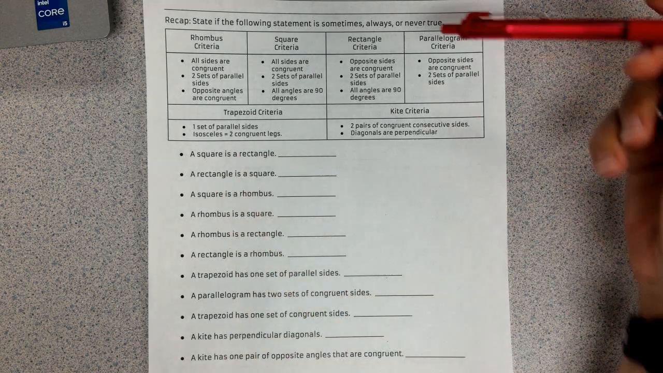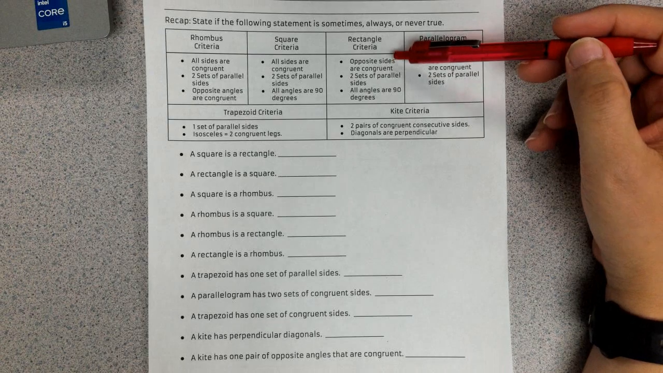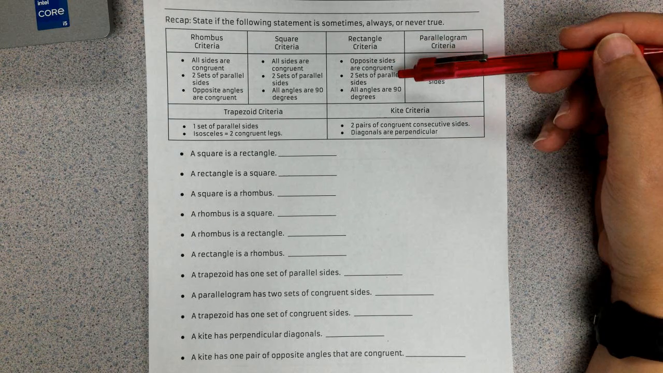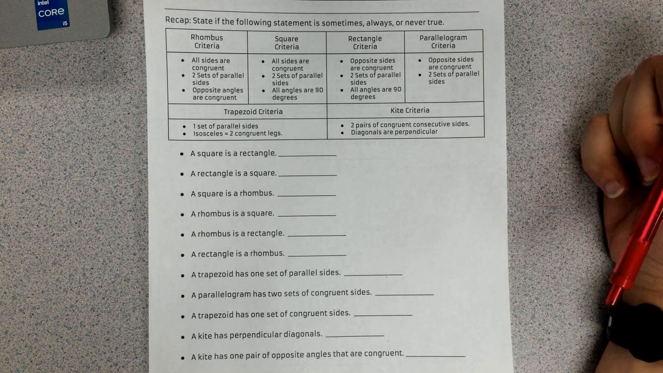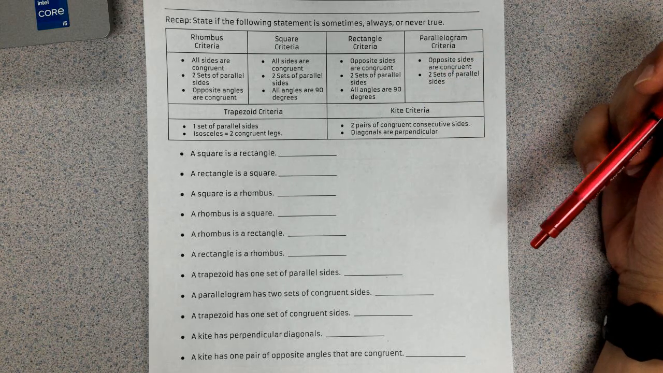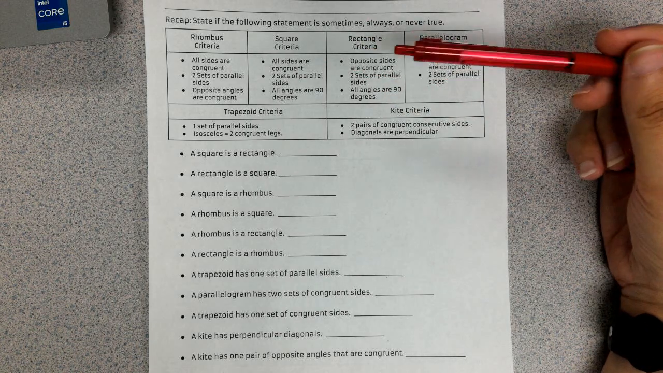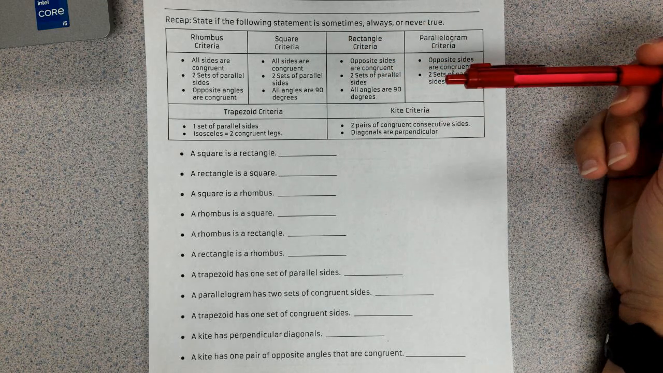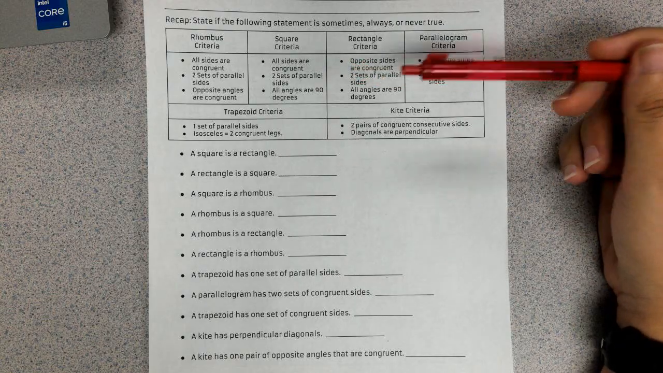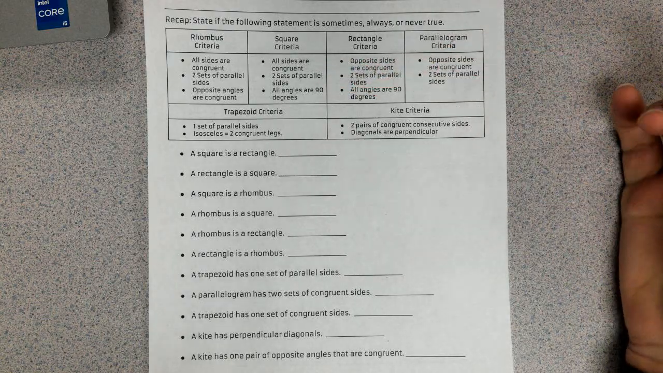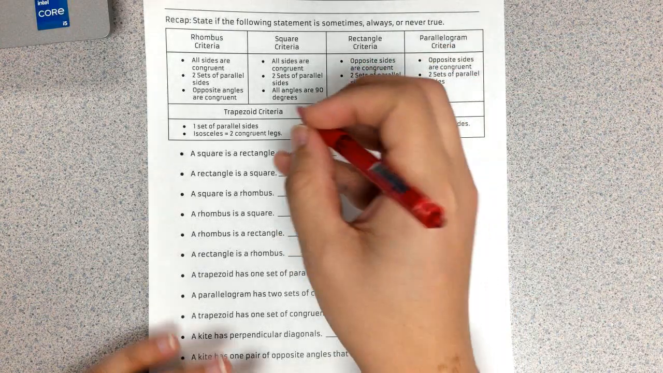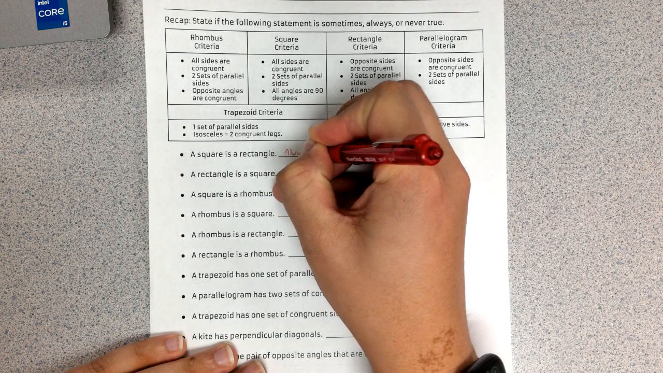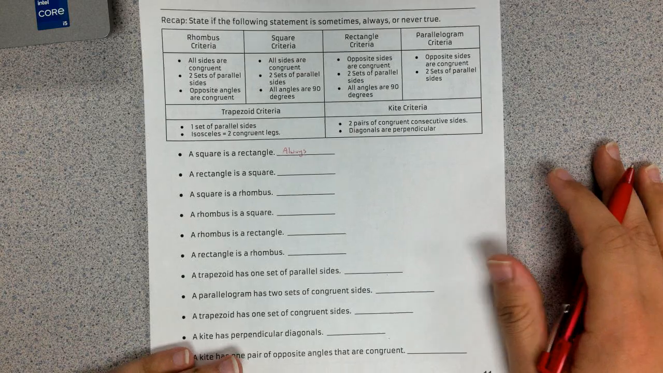Well, let's go to the rectangle criteria. In order for something to be a rectangle, opposite sides are congruent, two sets of parallel sides, and all angles are 90 degrees. Okay? Well, a square does that. It says all sides are congruent, which means that opposite sides are congruent. Two sets of parallel sides, well, it has that, and all angles are 90 degrees. So a square is always a rectangle.